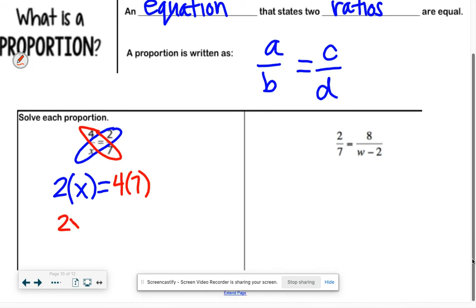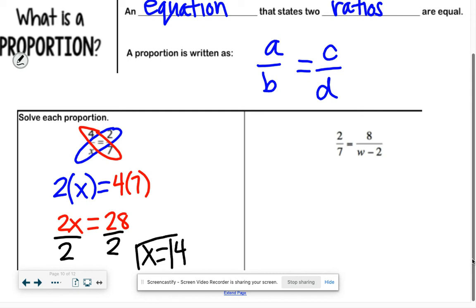So Aiden said 2x, Hayden said 28. Do we agree with that? And then what's our last step here? Divide by 2. Good work, team. You get 14. They're pretty close, but not quite the same.